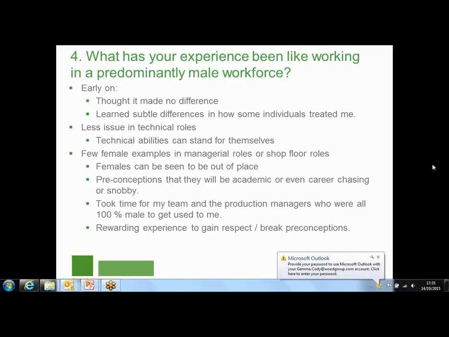But there are few female examples in managerial roles or shop floor roles. Maybe because females can be seen to be out of place. It's not always out of maliciousness, it's just perhaps people aren't used to it. And I think I have come across some preconceptions. I almost know straight away if I ever go into that role again, people will probably make assumptions that I'm academic or career chasing or snobby, and it sometimes takes time to break down those preconceptions.